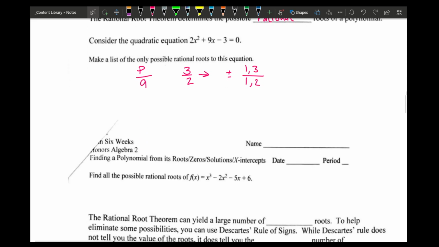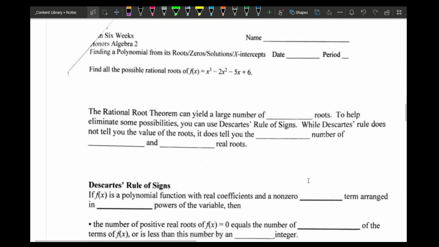So the first thing we're going to do is just practice figuring out what the possible roots are. So let's take a look at this other one. You'll see how easy it is. P over Q, last number over first number.